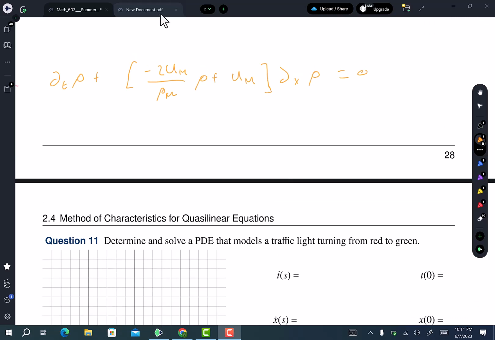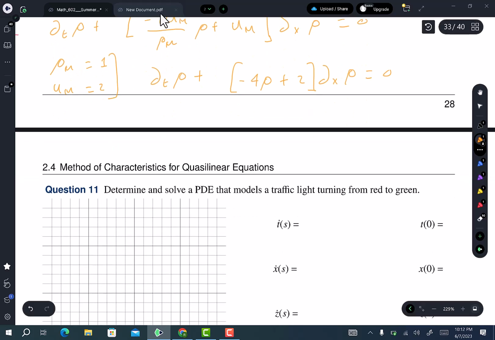let's pick rho_m. We'll say that the maximum car density is equal to 1, and we'll say that u_m is equal to 2. So pick whatever units you want so that this makes sense. Again, the exact units aren't so important. What will be important is the analysis that we do for this PDE. So the PDE then becomes partial t rho plus, since u_m is 2, minus 4 rho plus 2 times the x derivative of rho is equal to 0.